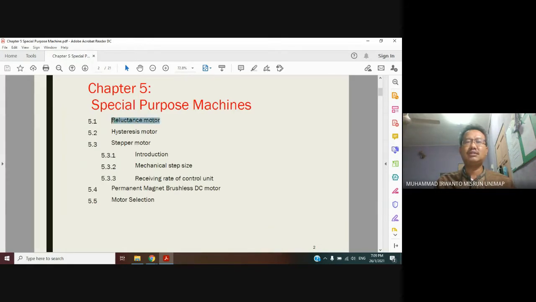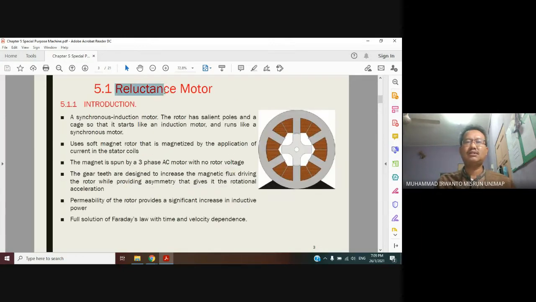The first is the reluctance motor. The second is the hysteresis motor. The third is the stepper motor, and the last is the permanent magnet brushless DC motor. Okay, first we want to discuss the reluctance motor.